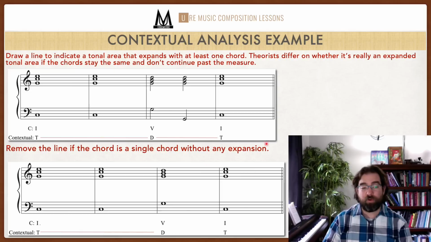If there's a single chord without any expansion, then you still draw this T to indicate the 1 chord, or this first half of the melody is being expanded. Then you write a 5. Since there's no change in chord, I don't draw a line between the dominant area and the tonic closure. So technically this is just a dominant. It's not really an area at all. And then it just comes down to the tonic closure.